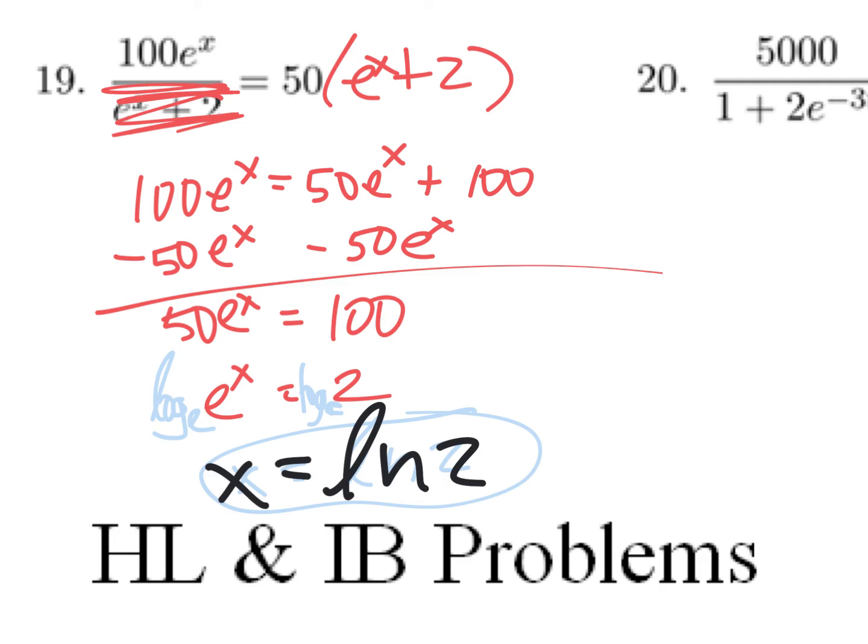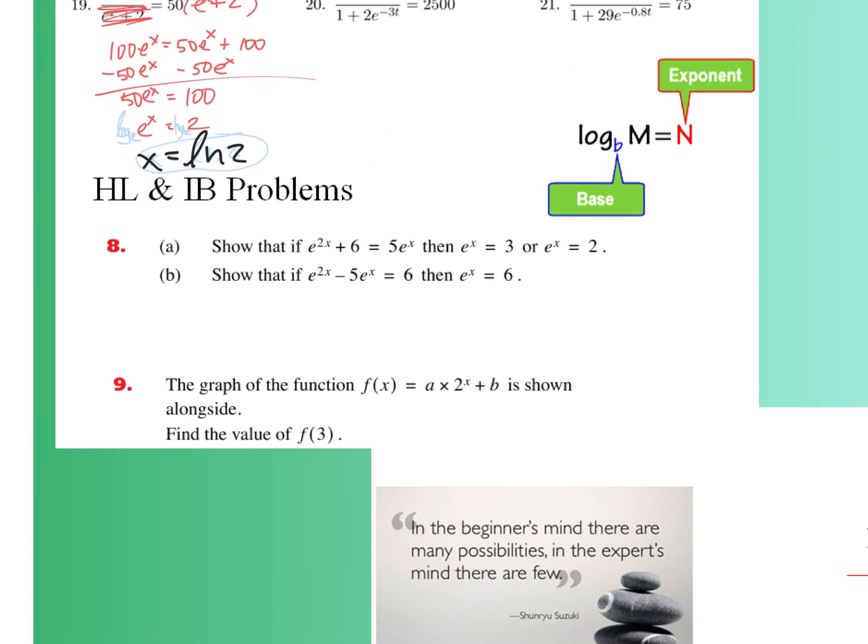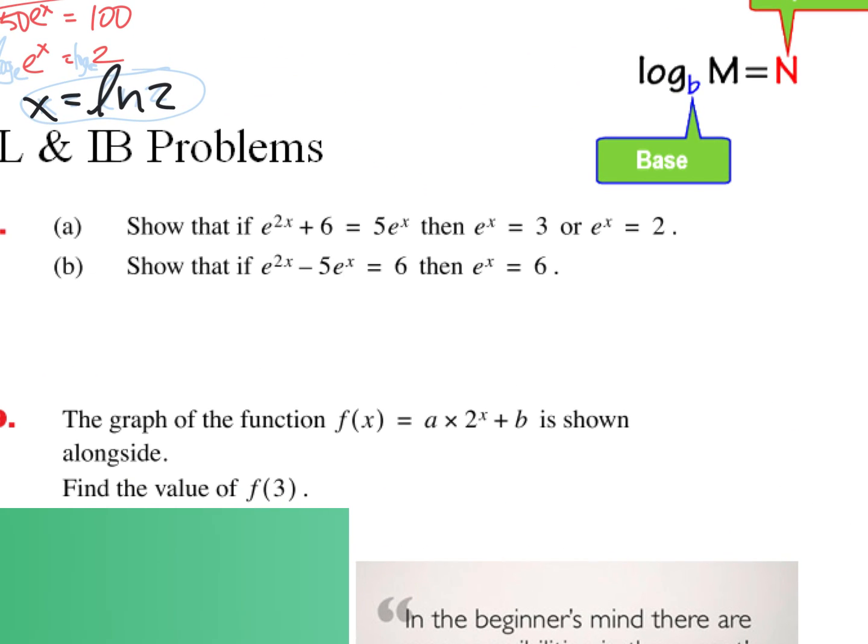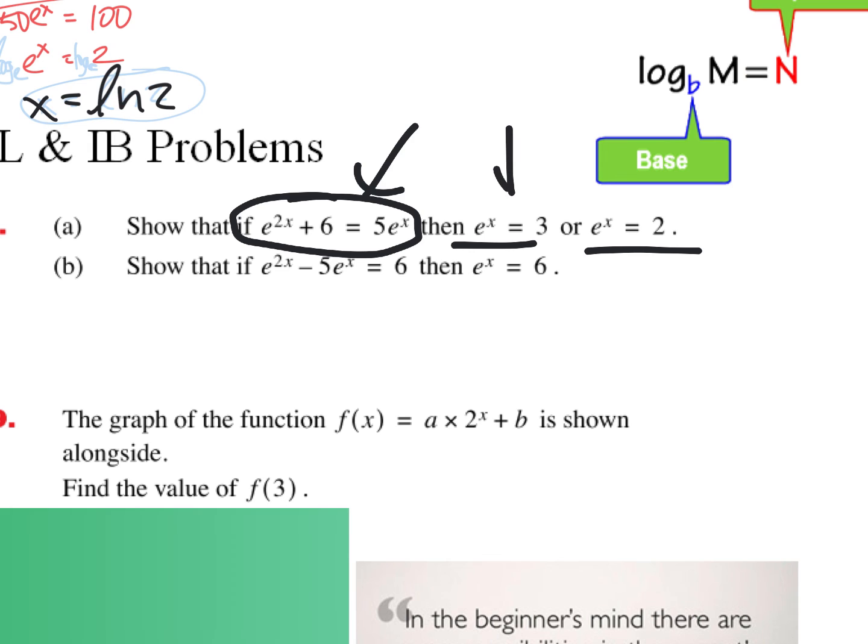Okay, then, these always confuse me on show that if this is this, then that or that. I think all they're asking you to do is to factor this thing, and then the factors become these. And big surprise, if you can factor it, you should, comes up again. How do you factor this? Well, you move the 5e to the x to the other side, and then you'll be able to factor that.